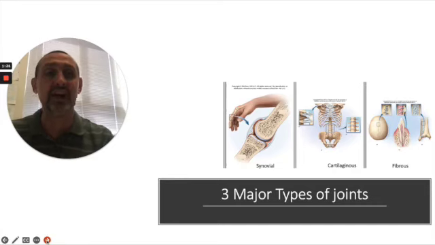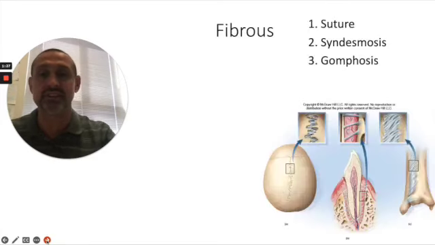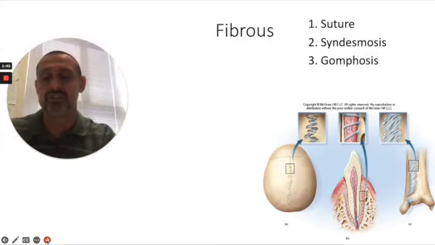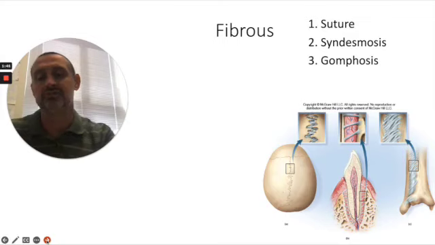And there's three different kinds of fibrous joints. Here are the three kinds of fibrous joints. The suture joints, that's what you would find in your head. So suture joints are joined together at your skull bones.